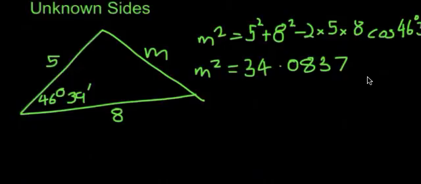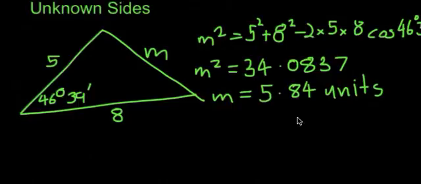And it is really important that you understand that that is what m squared is equal to. That is not what m is equal to. To find what m is equal to, we find the square root of that answer. So m is equal to 5.84 units to 2 decimal places.